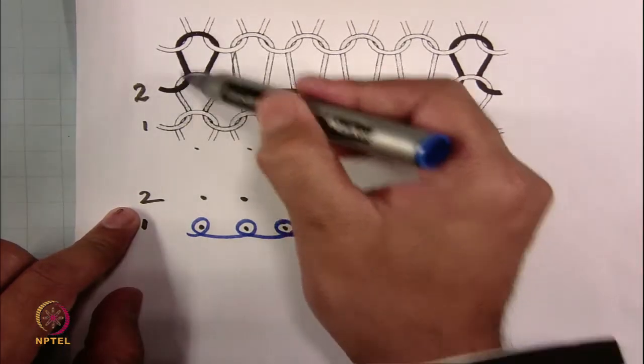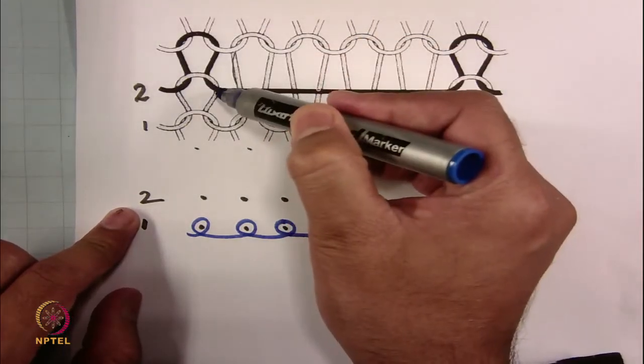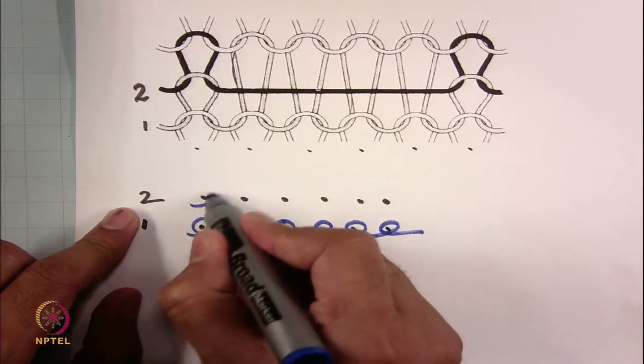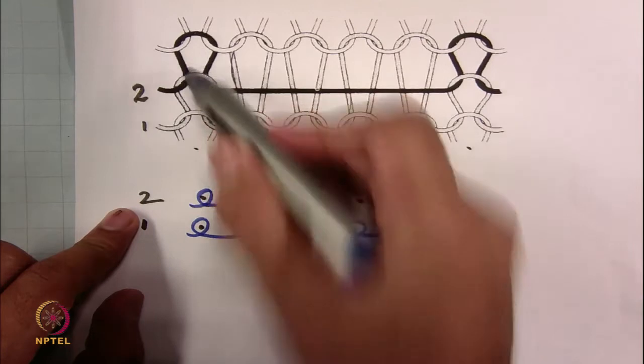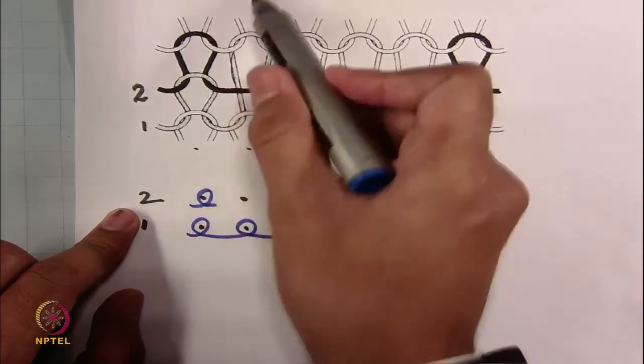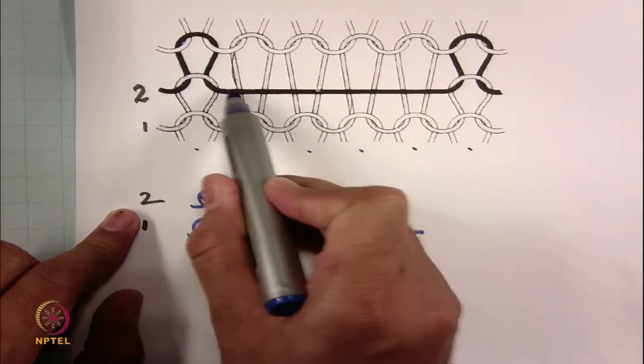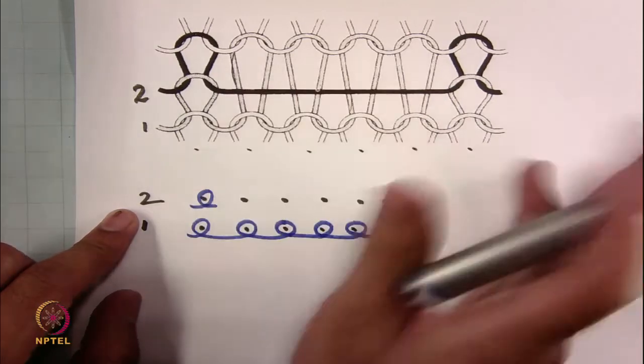Now, go to the second one, which is the most interesting one. If you see the first loop, it is a technical back loop, no doubt. So, you have represented this as a technical back loop, the black one. But if you go to the second column, in this column, this particular yarn has no intermeshing points.